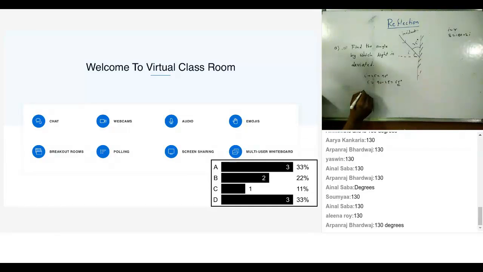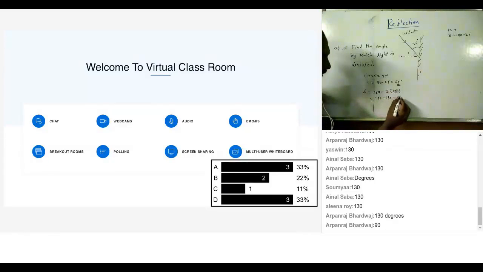So what is the angle of deviation? Delta equal to 180 minus 2 into 65. So how much would that be equal to? 180 minus 130, so 50 degrees. The answer is 50 degrees. So how many of you got it right?